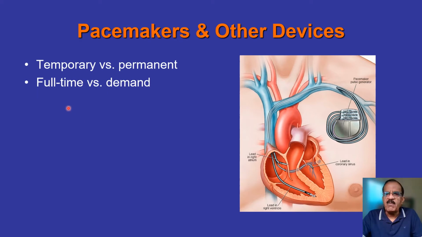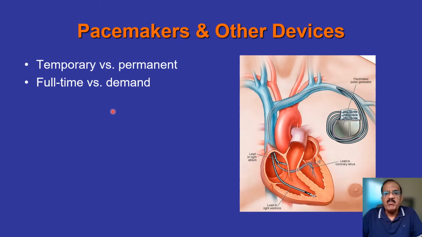Then full-time versus demand. Full-time would be needed if somebody's heart does not generate any impulse at all. That person would need a full-time pacemaker because there is no intrinsic pacemaker at all. But if somebody has a pacemaker which sometimes works, sometimes doesn't, the SA node sometimes works and sometimes doesn't, then a patient may be given this demand pacemaker.